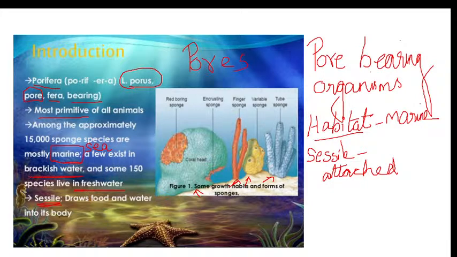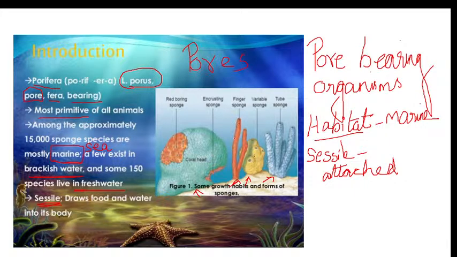Then coming to the habitat, the majority of them are marine, few are brackish water and few are found in fresh water. Then they are found attached. They are sessile forms. That means they are found attached on the surface of some rock or wood. And these are some of the examples of sponges. Finger sponge. Here you can see finger, വിരലിന്റെ ഷേപ്പിലുള്ള സ്പോഞ്ച് ആണ് finger sponge.